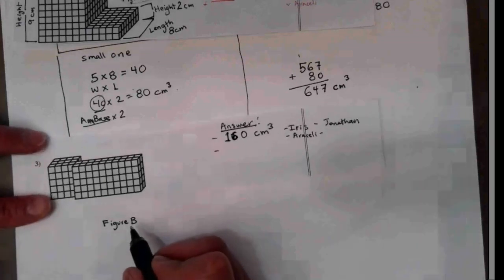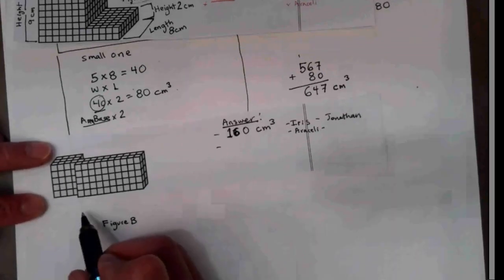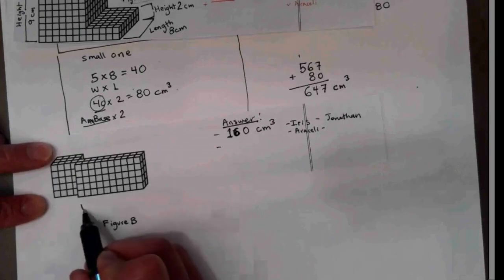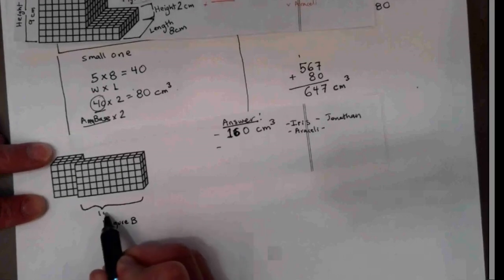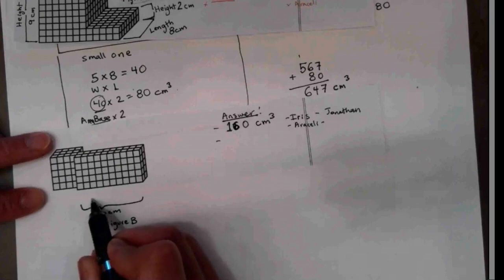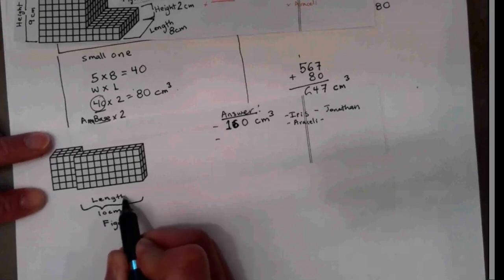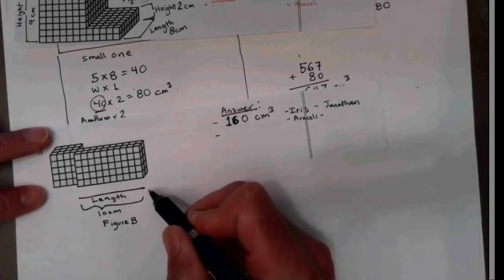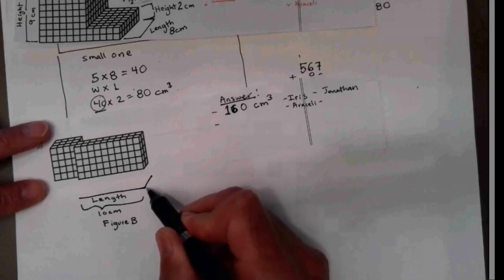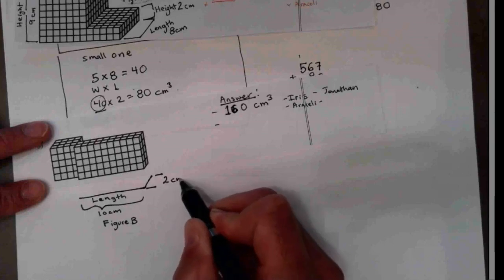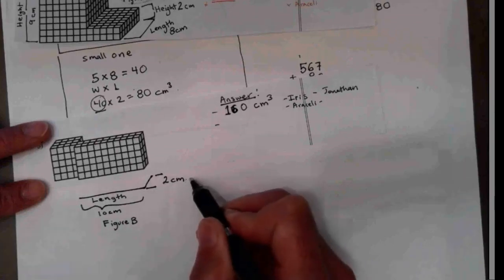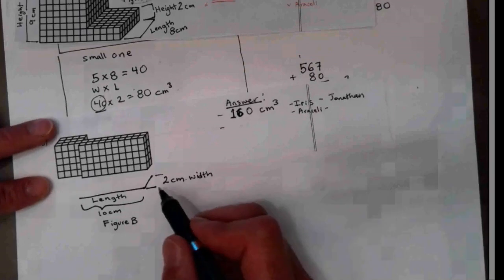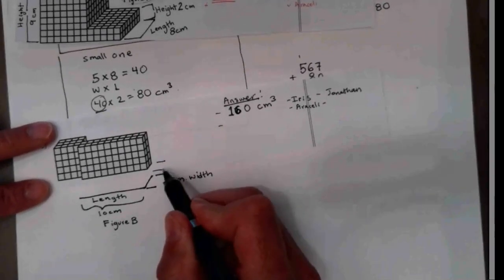And what are the measurements for figure B? For length, it's 10 centimeters. Okay, so here is 10. Is that right? Mm-hmm. And you called it length, right? Yeah. All right. So then length is right there. What's the next measurement? Width, it was 2 centimeters. Okay. The width is 2 centimeters. And we're going to call that width. And what else? The height, it was 5 centimeters.